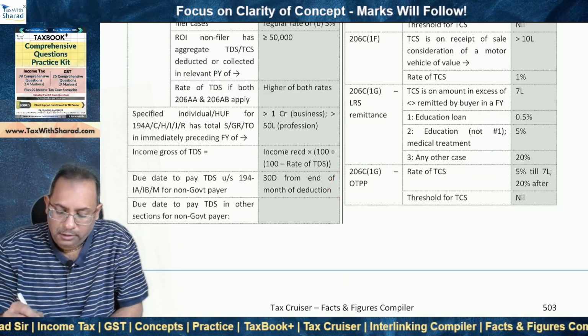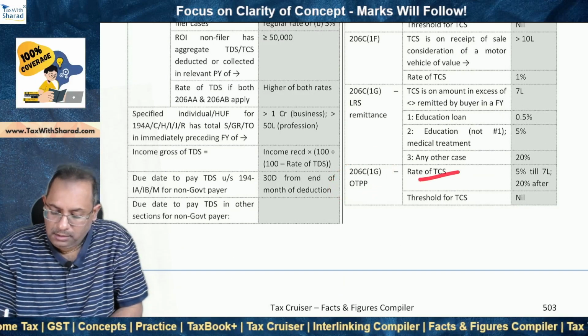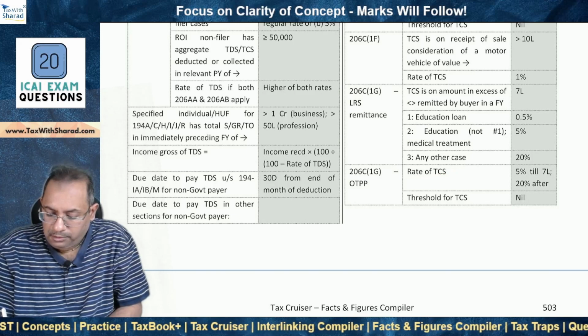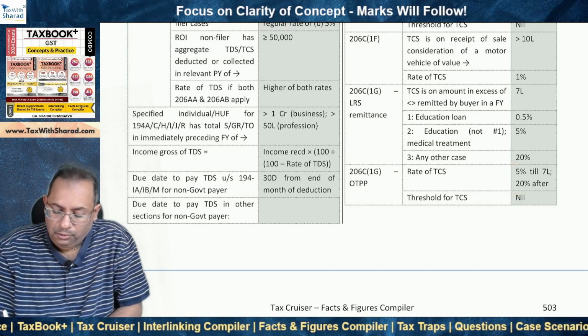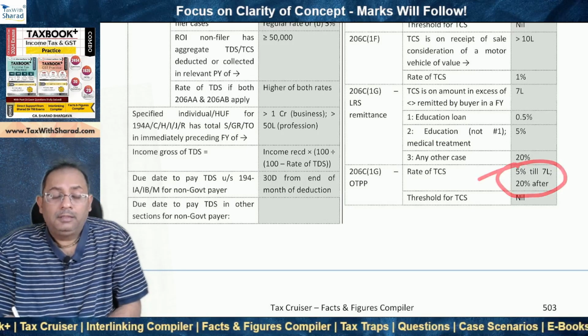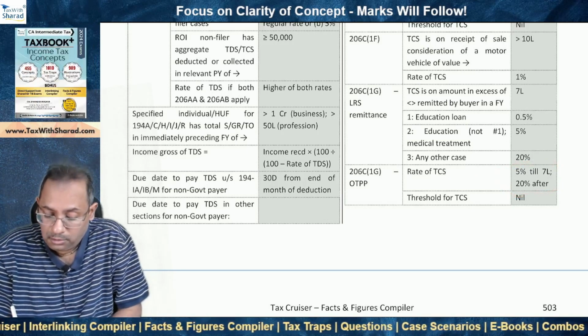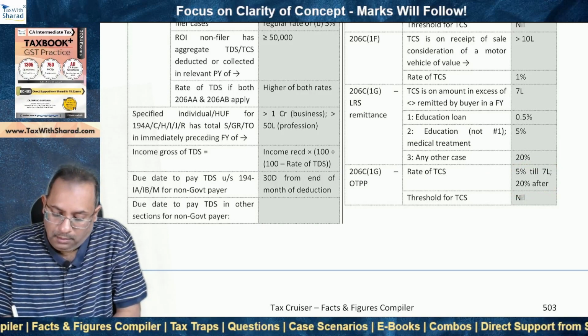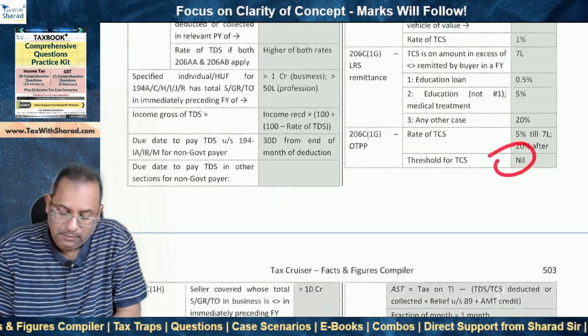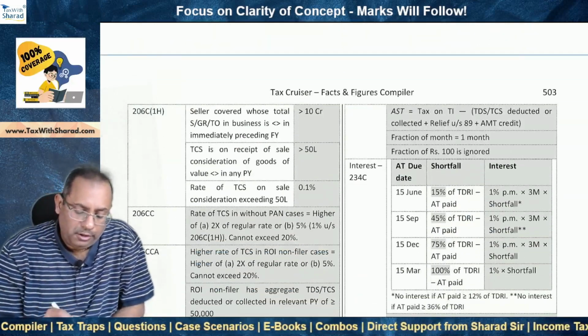206C(1G) in the case of overseas tour program package, the rate of TCS is 5% till 7 lakh and 20% thereafter, and this is from 1st October 2023. Till 30th September 2023 it was 5% only. Threshold for TCS is nil.